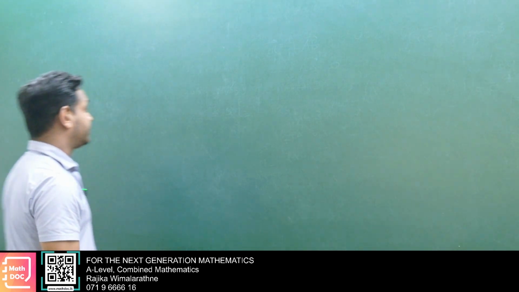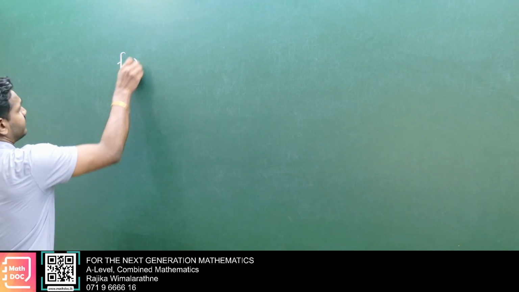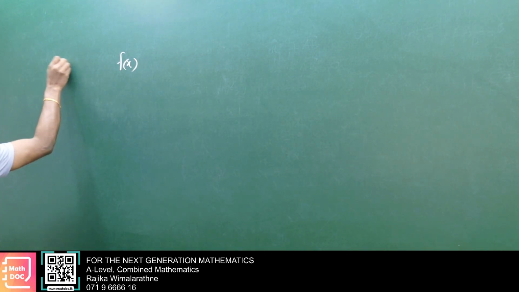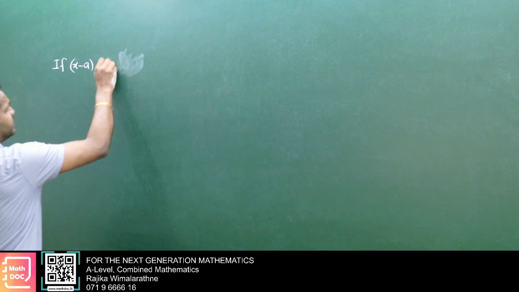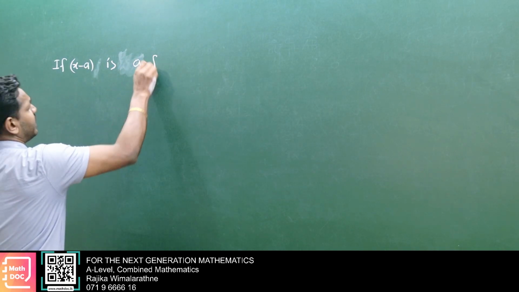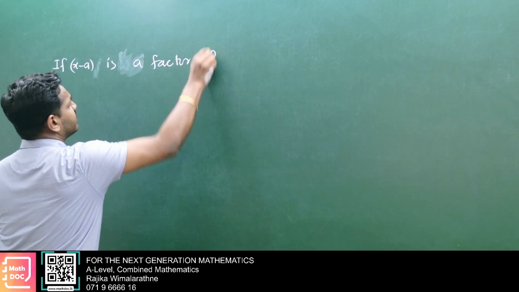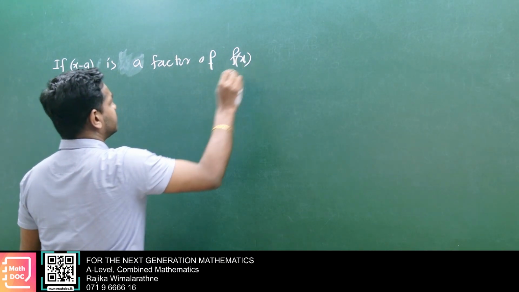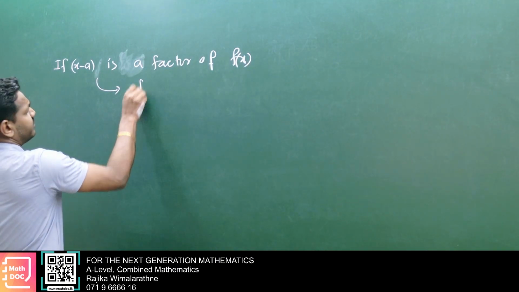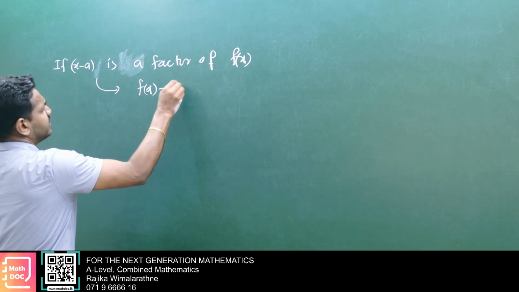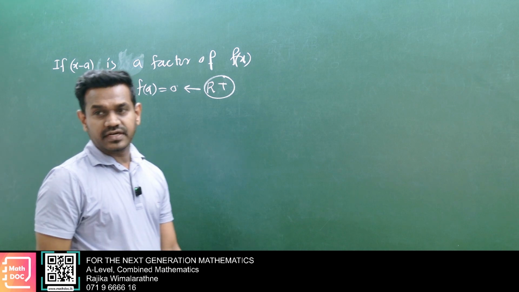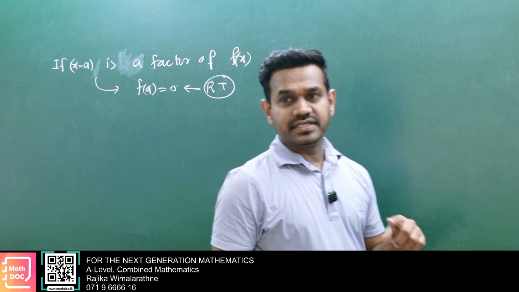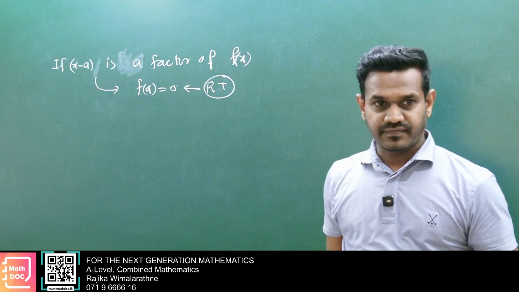So in polynomial function f(x), if x minus a is a factor of f(x), then f(a) equals 0. We call this the remainder theorem. That is called remainder theorem. If x minus a is a factor, then f(a) equals 0.